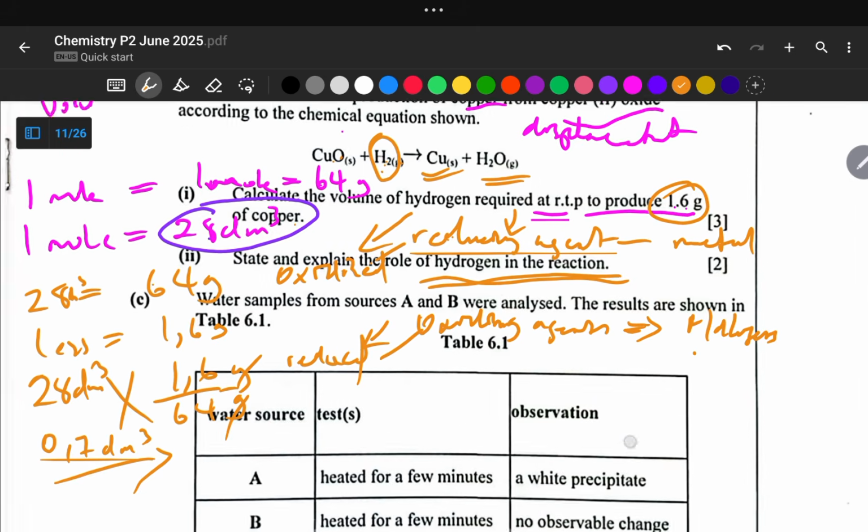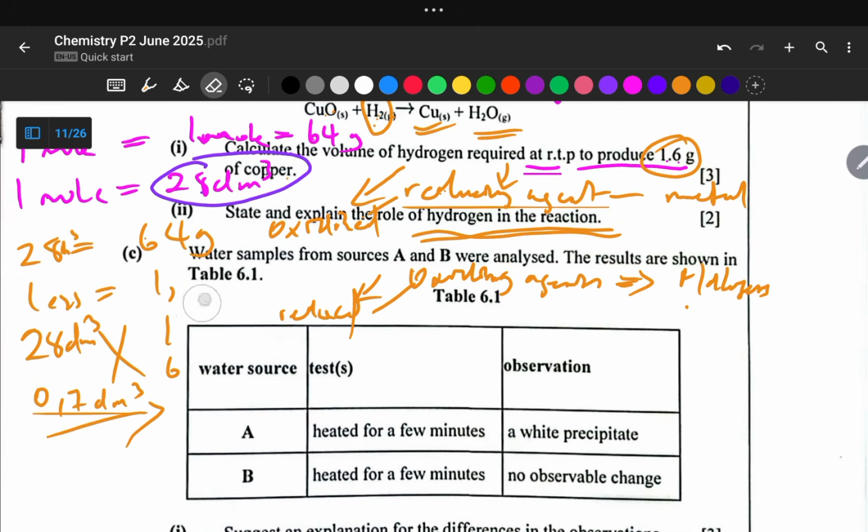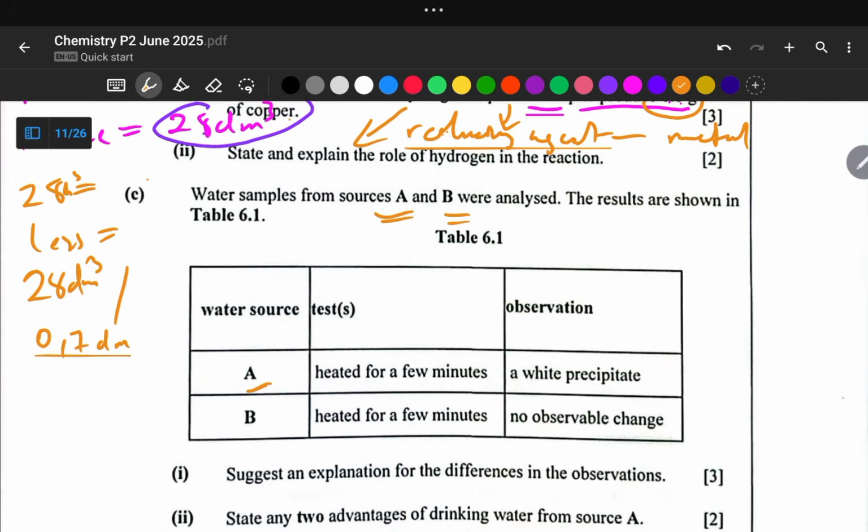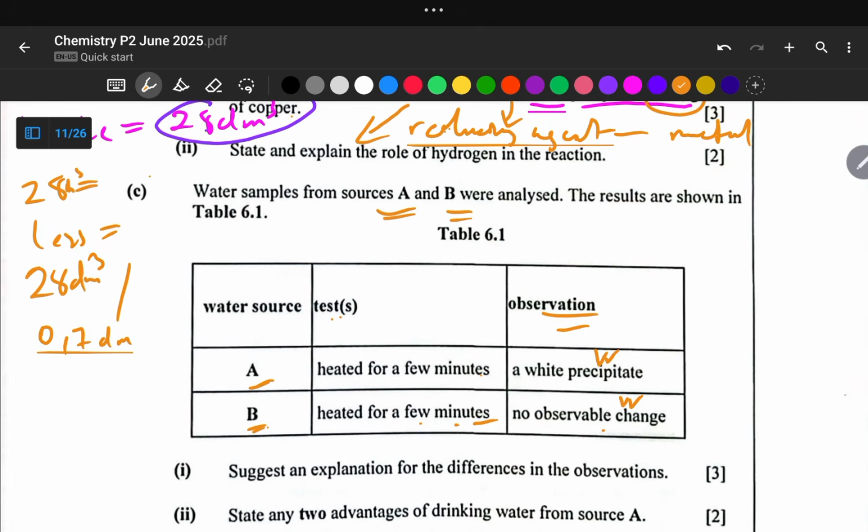And then we go on to the next part. The next part says water samples from sources A and B were analyzed, with a heating test. We observe a white precipitate for A, and no observable change for B. All right, so here we are using water. So this is hard water.